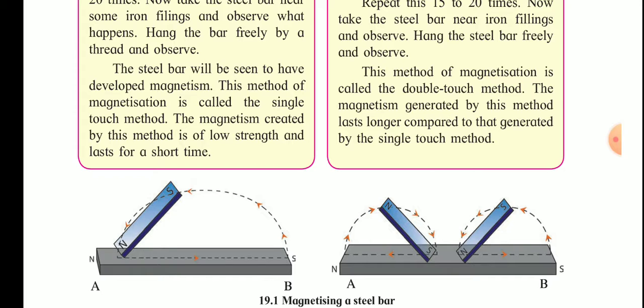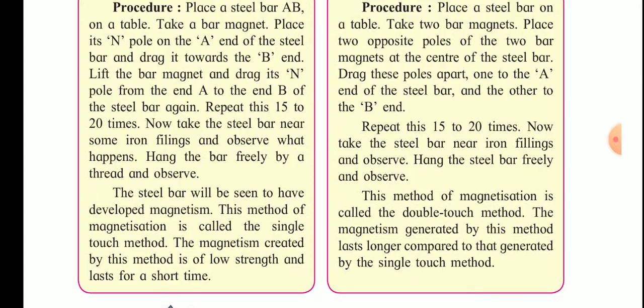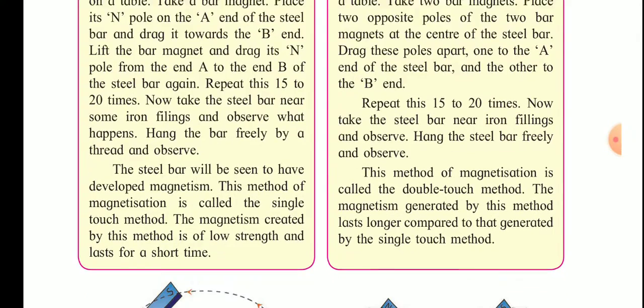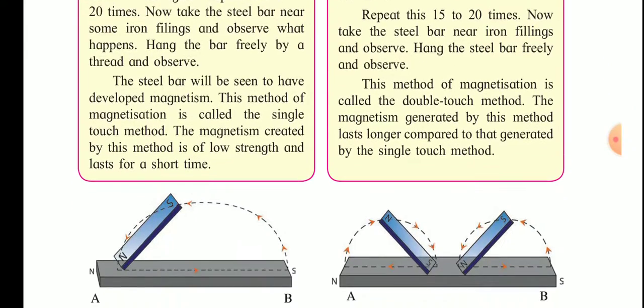Again lift the bar magnet and move it from the end A towards B. Repeat this 15 to 20 times. Now take the steel bar near some iron filings and observe what happens, and hang the bar freely by the thread. It is seen that the steel bar has developed magnetism. This method of magnetization is called the single touch method because a single bar magnet is used to create magnetism in a steel bar.